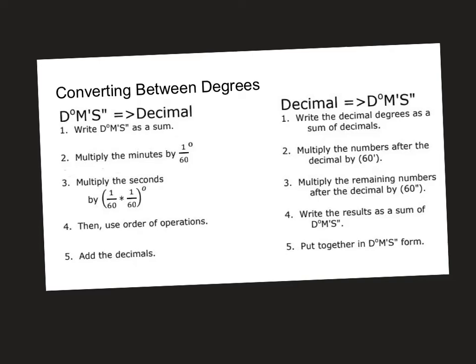But regardless of what notation we're using, whether DMS or decimal, it is possible to convert from one to the other. To convert from DMS to decimal, we're essentially going to write out the DMS as a sum, multiply by a fraction, multiply by another fraction, use our order of operations, and then add up the decimals. If you recall, multiplying by fractions is the same as dividing.